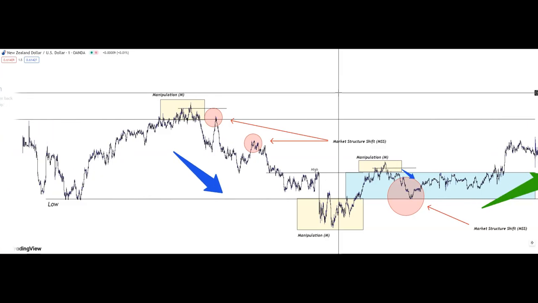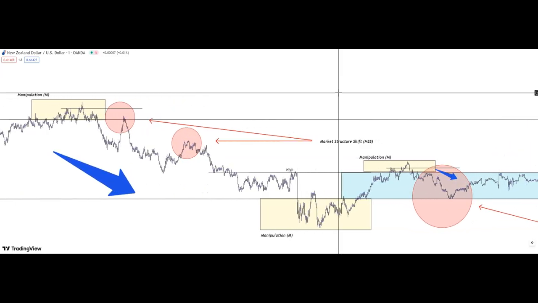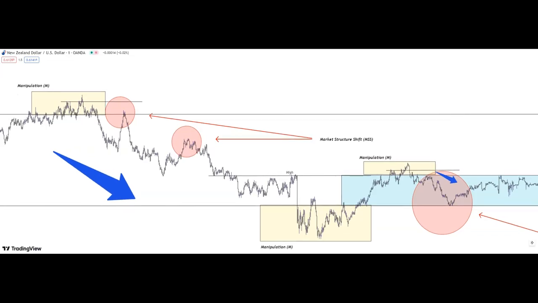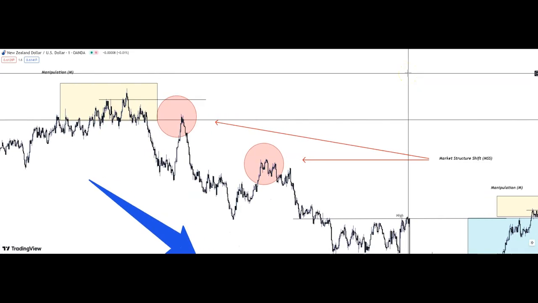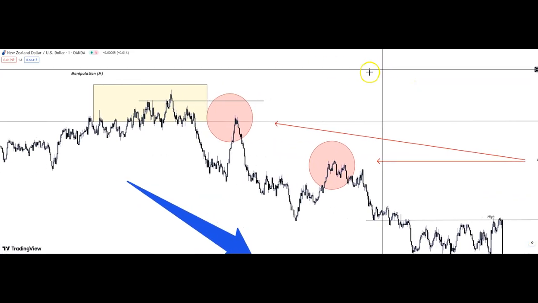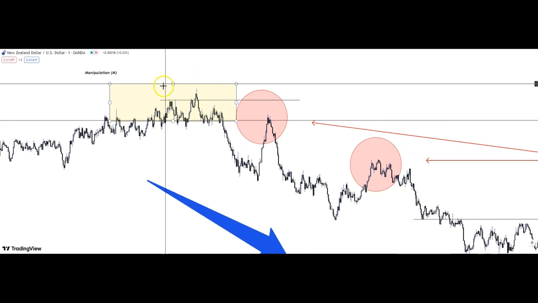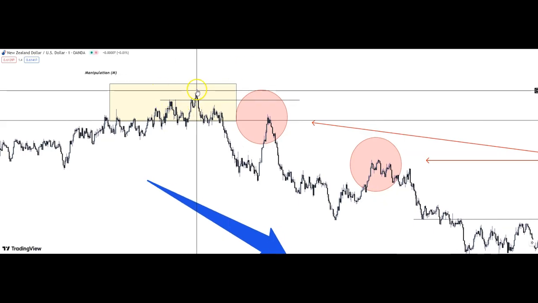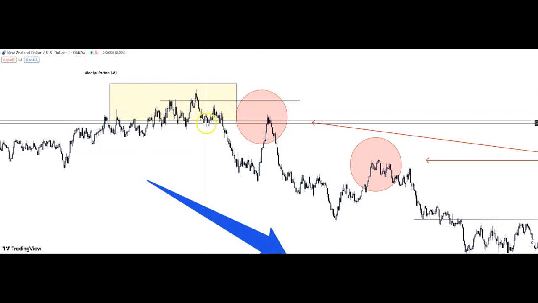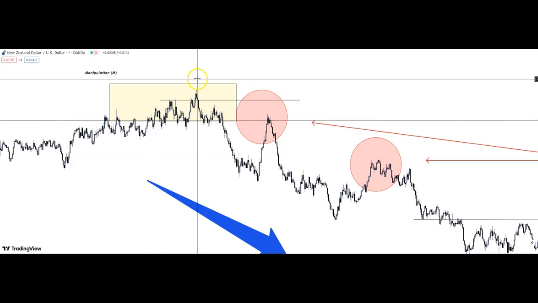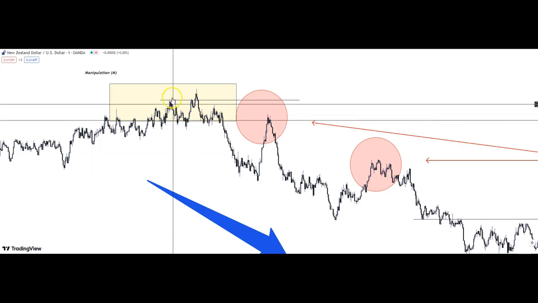So now, this is how you catch clean entries using the same concepts. See? High, manipulation, market structure shift. So now, seeing this, if understanding the high on the higher time frame, and then seeing the breach of the high on the higher time frame, you just look for the same thing again. You look for another breach on the lower time frame for you to actually enter.